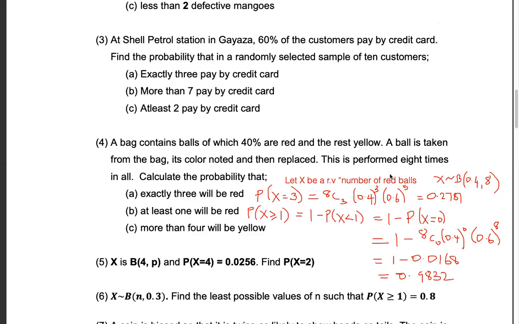Yes, Hadija. Yes, teacher, I did part C. Okay, how did you interpret it? They said that more than 4 will be yellow, so our P would change to 0.6. Then the Q to 0.4 and the N remains the same, 8. Okay, I hope everyone is seeing that, because part A and part B were talking about red, but in C, they have now interchanged. So you have to bear in mind that now the probability of success is going to change.